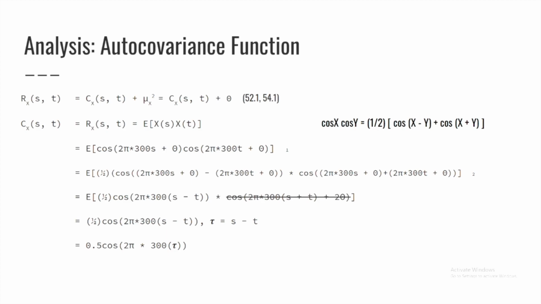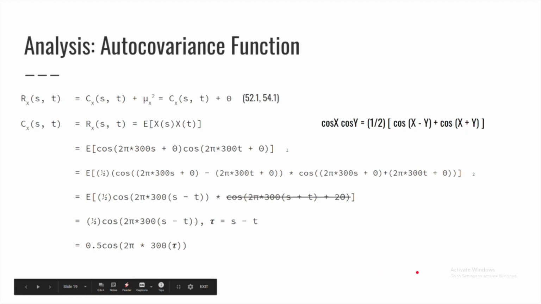And then you have the expected value of X of s times X of t. And then you plug in cosine 2 pi 300 of s plus theta, and 300 of t plus theta. And then you apply cosine trig properties, and you simplify it based on the expressions. And then ultimately, when you get to the third to last step, we have the crossed out part, cosine 2 pi times 300 of s plus t plus 2 theta, that simplifies to 0. And we end up getting our autocovariance function, which is 1/2 of cosine 2 pi times 300 tau, which is s minus t, a representation of the change between both.